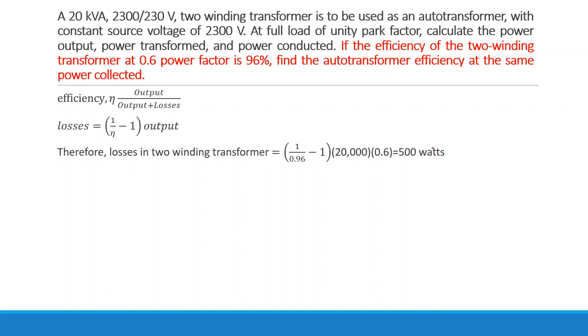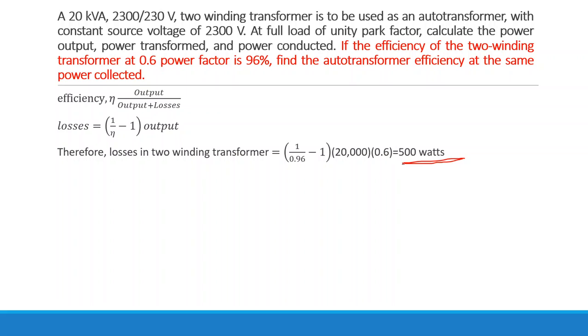So what will be the losses in the two winding transformer? Just substitute the values here. The efficiency is 96%, so that will be 0.96, and the output can be calculated from your 20 kVA and this power factor. So 20 kVA multiplied by 0.6, and you are going to get the losses in the transformer. So 500 watts are the losses.